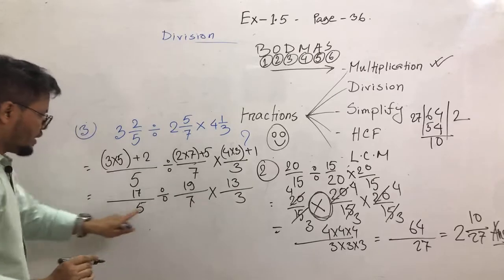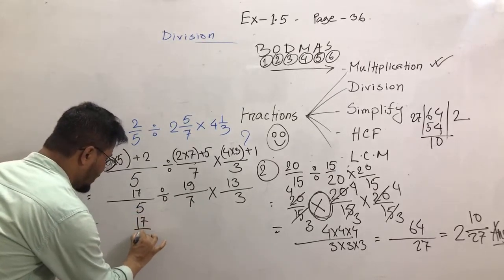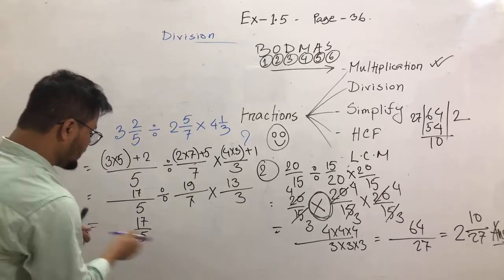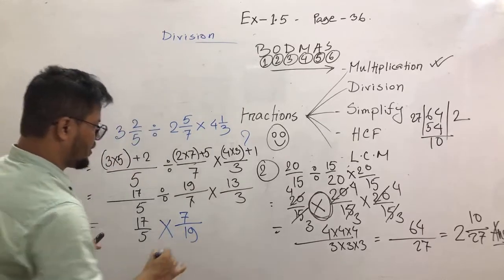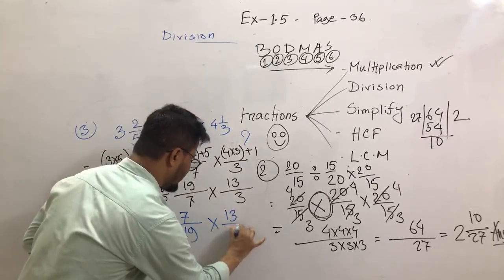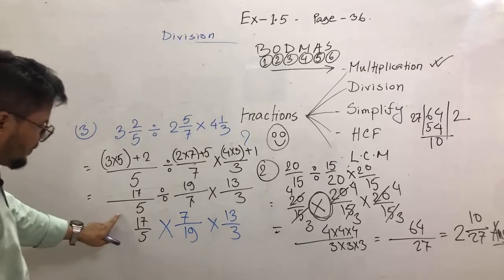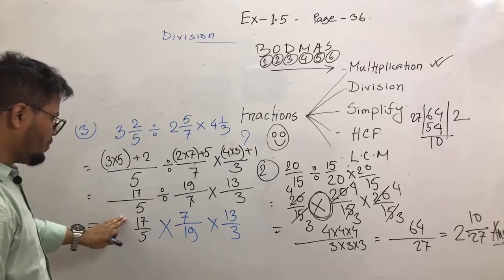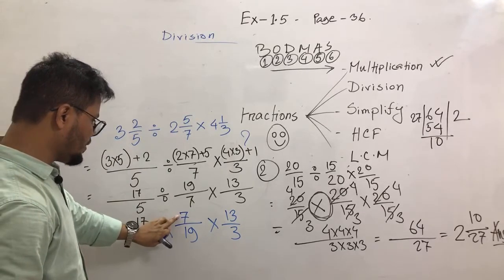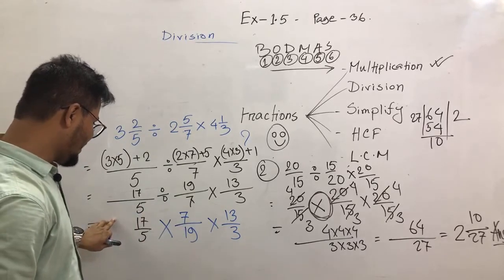Now we will first convert this divide into multiply. So 17 by 5. This divide changes to multiply. So now 7 will be on the upper side, 19 here, and this is now 13 by 3. My dear students, I think we cannot divide these numbers here. 17, 7 and 13 are prime numbers. This is also a prime number. So all are prime numbers.